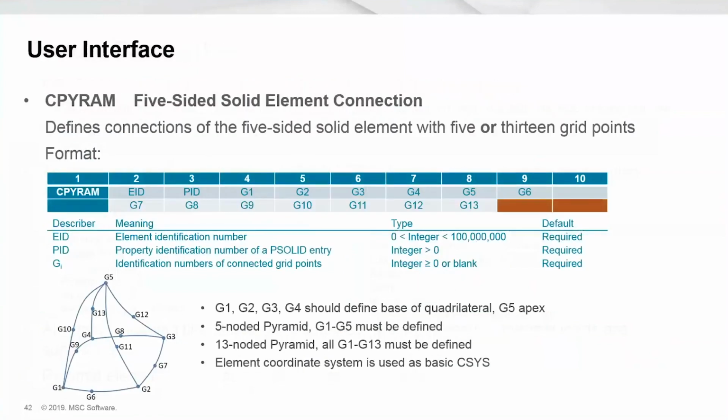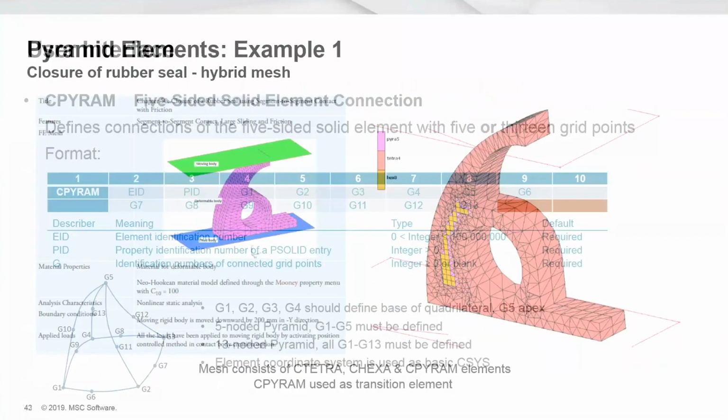The user interface is very similar to how we have other solid elements defined. Here we use a connectivity entry, and if you have a 5-noded pyramid, then you must specify the G1 to G5 ID numbers for the grid points. And if you have a 13-noded, similarly, you must define all 13 of them. The element coordinate system is used as the basic coordinate system.